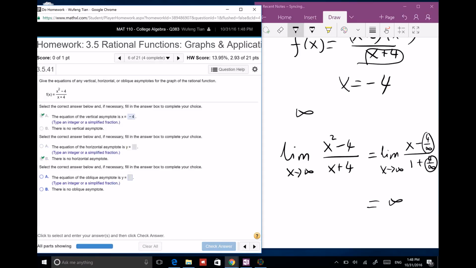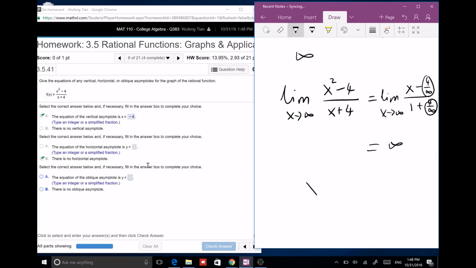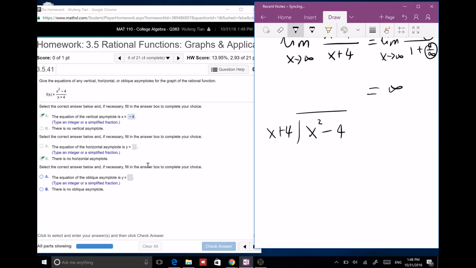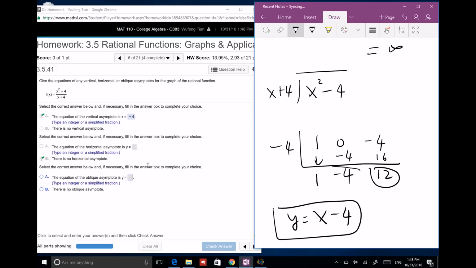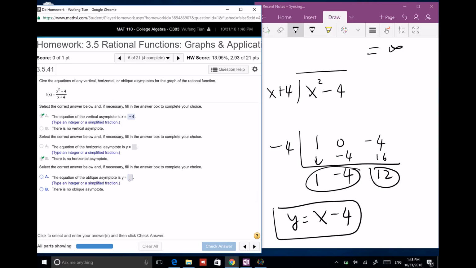Okay, oblique asymptote, you divide it. So x squared minus 4 divided by x plus 4. So what do you got? We can do synthetic division. 1, 0, negative 4 divided by negative 4: bring down 1, negative 4, then negative 4 times negative 4 is 16, added, 12. So x minus 4 is the quotient, and this is the remainder. This is the oblique asymptote. So x minus 4.